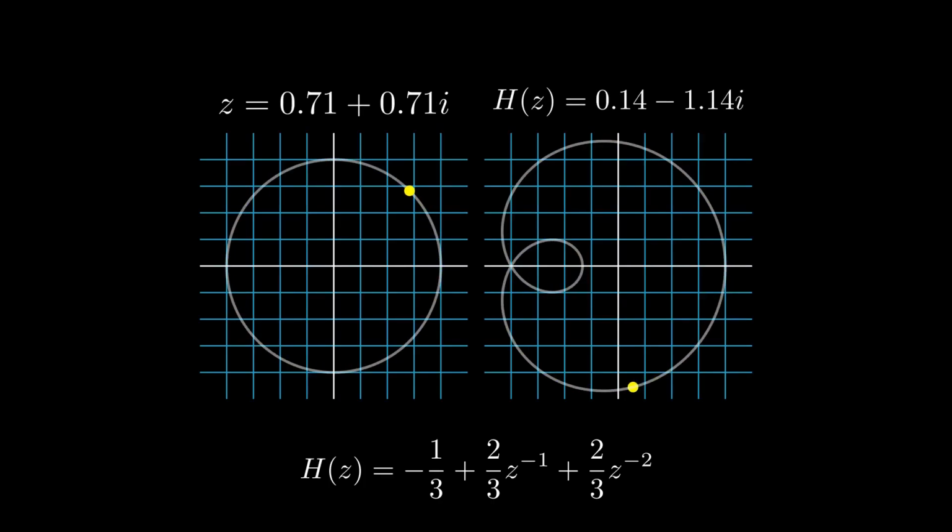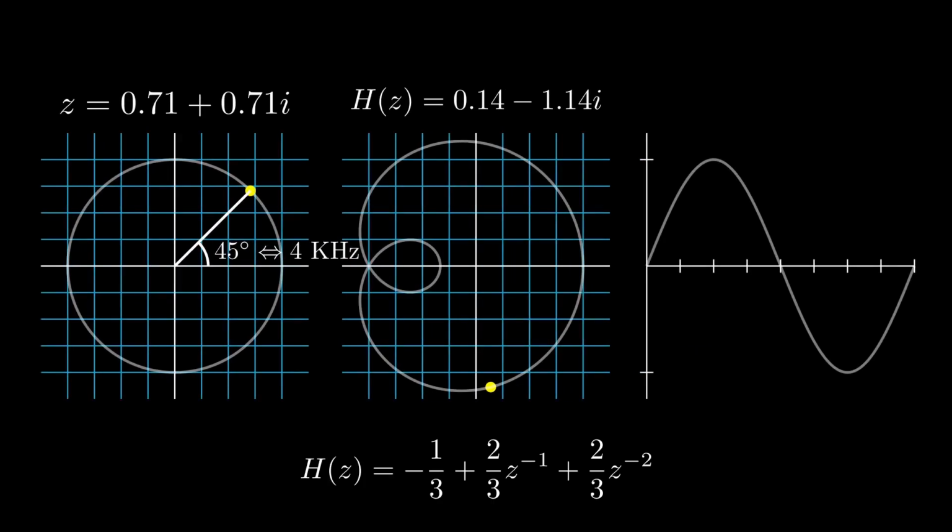Let's again stop at the point where the Z value is at 45 degrees, or in other words, the 4 kHz frequency component of our input signal. On the plot to the right, you'll see a single cycle of the 4 kHz input frequency component. Remember, this is a pure tone and you'd expect it to sound like this.